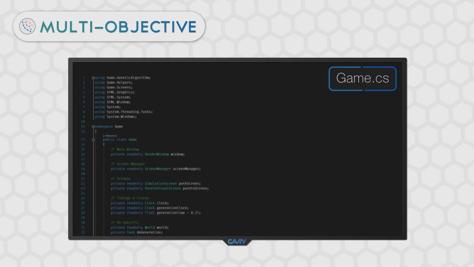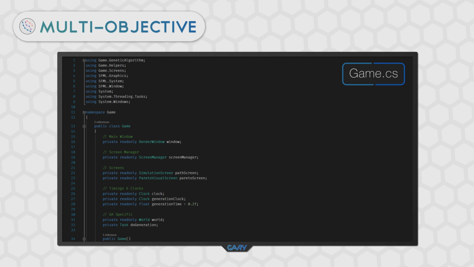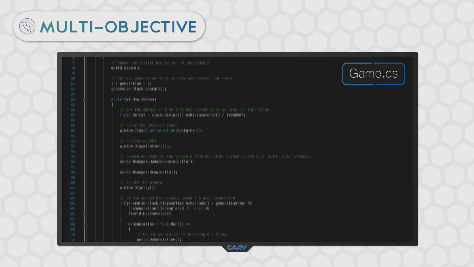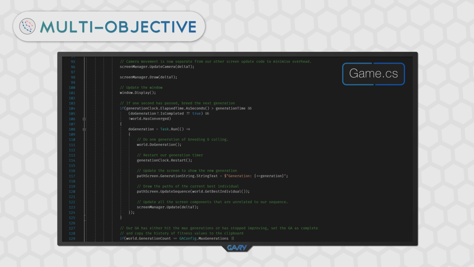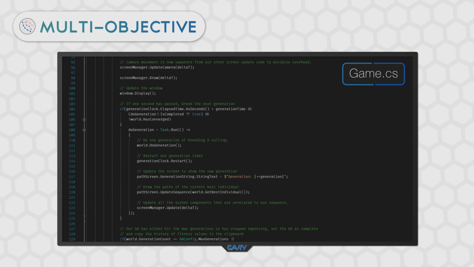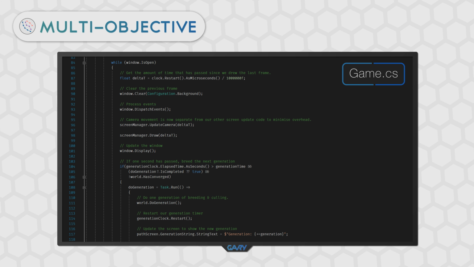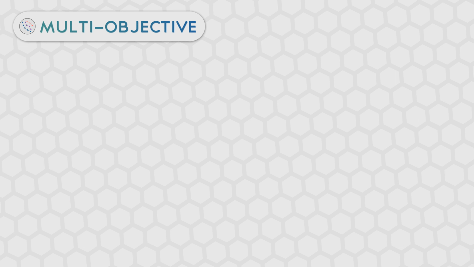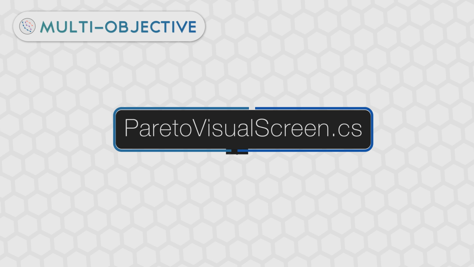Great, so jumping over to the game class, we've added a private member variable called Screen Manager, and we are instantiating it in the constructor. Then, in the main game loop, where we were previously calling simulationscreen.update, we now call screenmanager.update. And where we used to call simulationscreen.draw, we call screenmanager.draw. It's that simple. Now that we have multiple screens, I've gone ahead and made a new Pareto visual screen class.